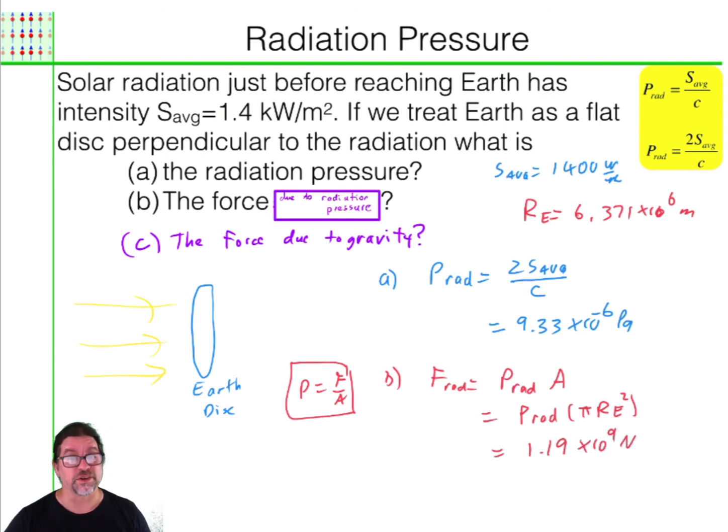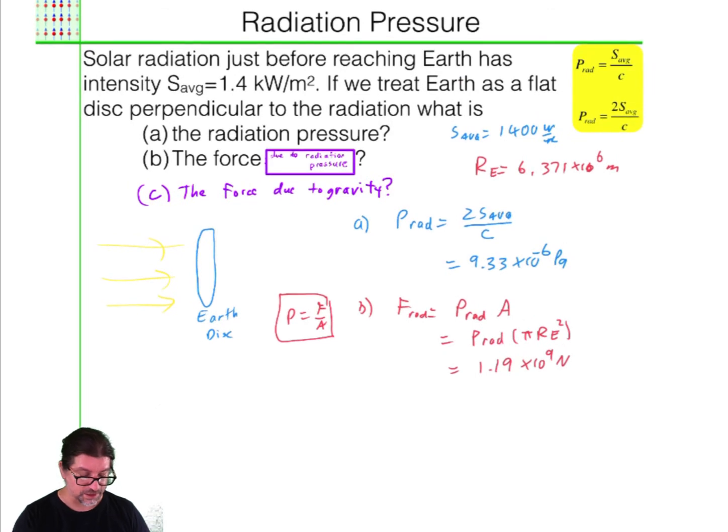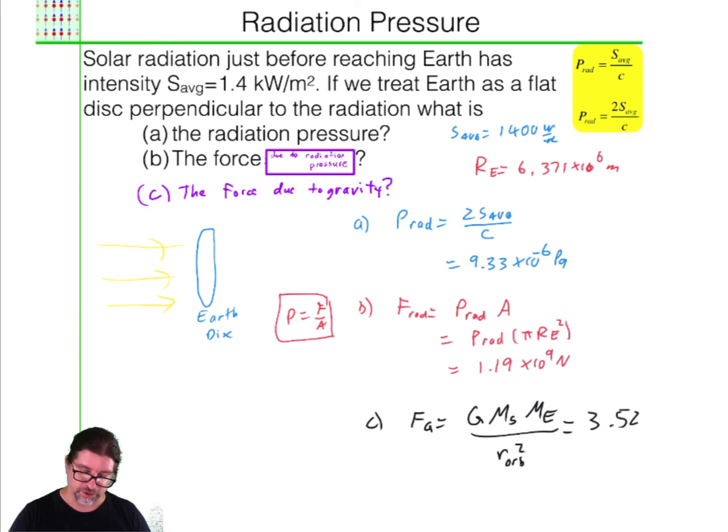So assuming the Earth is reflecting all this, that seems like a pretty big force. And it is. It's nothing to sneeze at. But if you compare it to gravity, the force due to gravity is going to be G times the mass of the sun times the mass of the Earth, all over the orbital radius of the Earth squared. If I plug in everything there, I get about 3.52 times 10 to the 22 newtons. So look at the comparison of those two. The force of the sun is so much more than the force due to the radiation pressure that you can safely always ignore the radiation pressure.